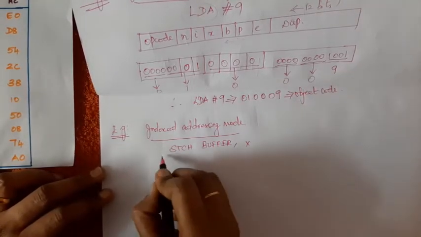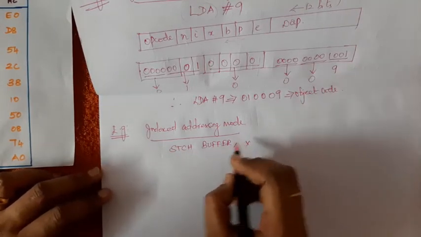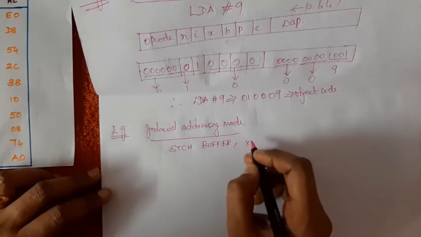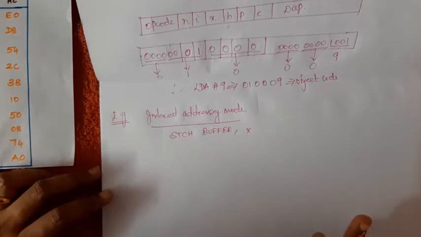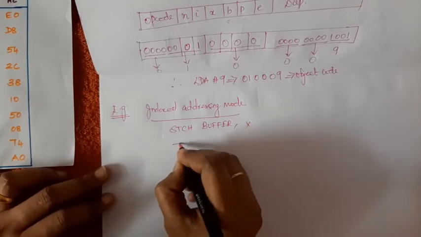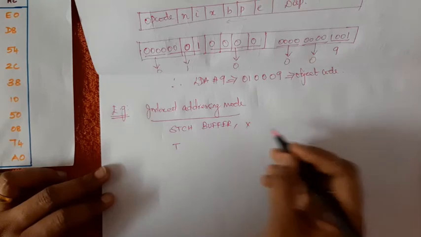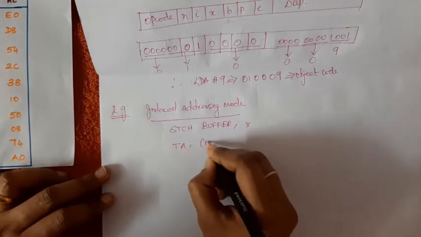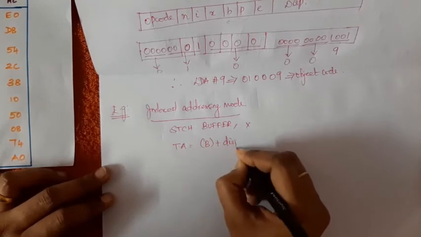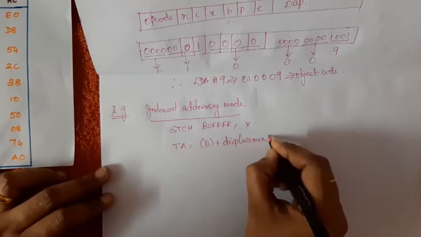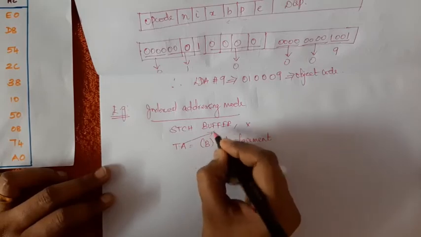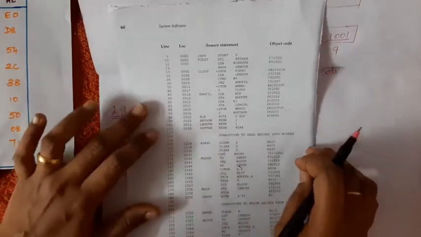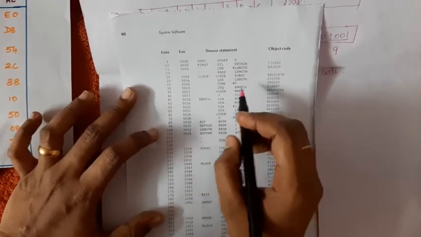Now, STCH BUFFER,X. X is a part of the instruction, so we directly say that the instruction is in indexed addressing mode. How do we calculate this? This is a format 3 instruction, so we calculate this using base relative addressing mode, base plus displacement. The target address we find from the buffer, so we have to get the source statement with the line location here.